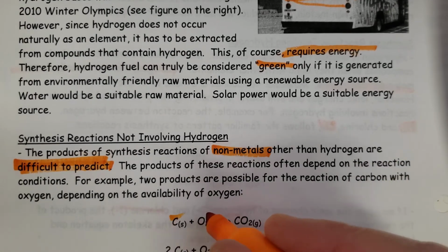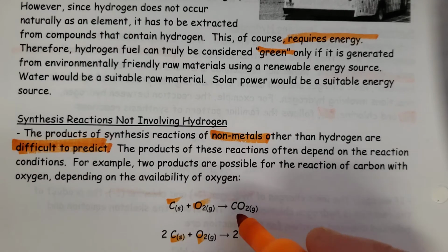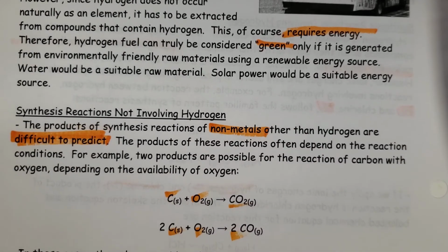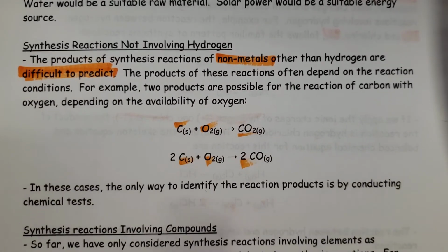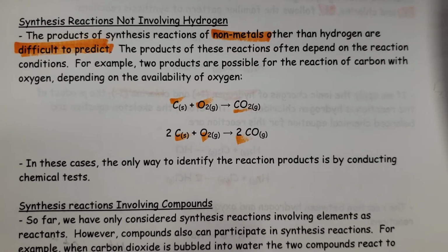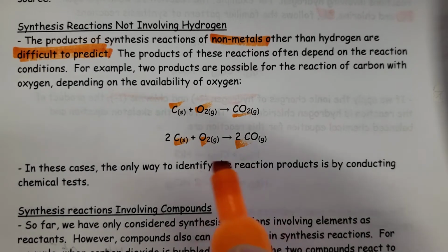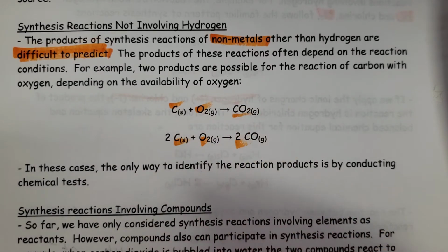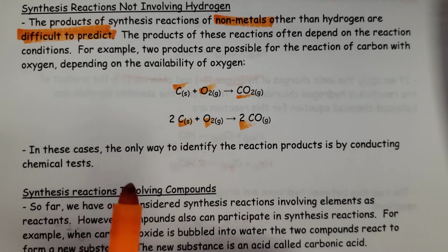So let's take a look. Carbon and oxygen. We could either make CO2 or CO. So it depends upon the availability of carbon and oxygen. In these cases, the only way you can tell is to conduct a chemical test to see if we have CO2 gas or carbon monoxide gas.